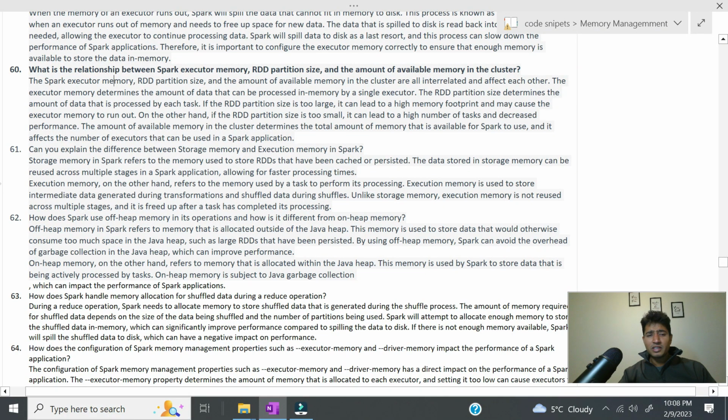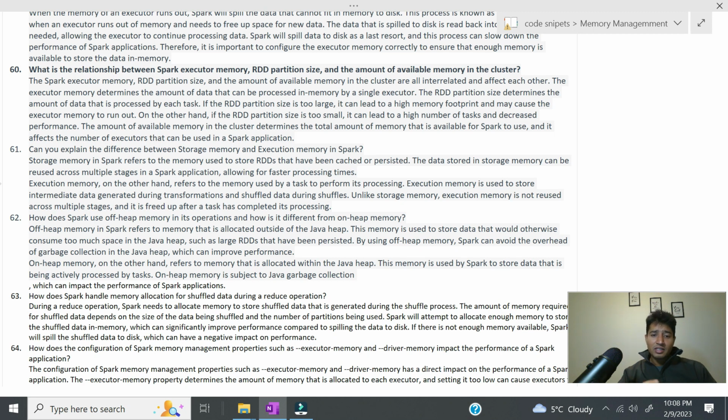Can you explain the difference between Spark storage memory and execution memory? We have covered it, but let's quickly read it. Spark storage memory refers to the memory used to store RDDs that have been cached or persisted. The data stored in the storage memory can be reused across multiple stages in a Spark application, allowing for faster processing time. What is execution memory?